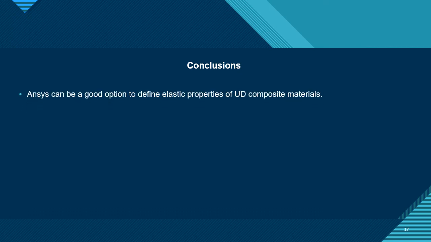Let us conclude this presentation with the key findings. So, of course, Ansys can be a good option to define the elastic properties of unidirectional composite materials. As we have seen, in most of the cases it is predicting pretty good results within a 5% error limit with the experiment, which is excellent. And in rare cases, it is predicting higher values than the experiment, but this has never crossed 10%. So in terms of agreement, this is good.